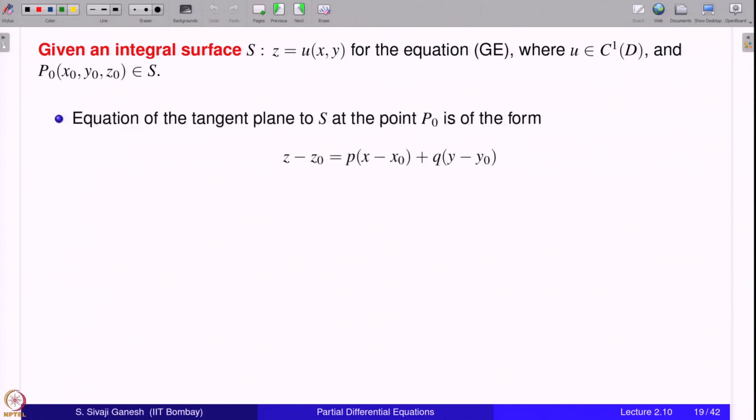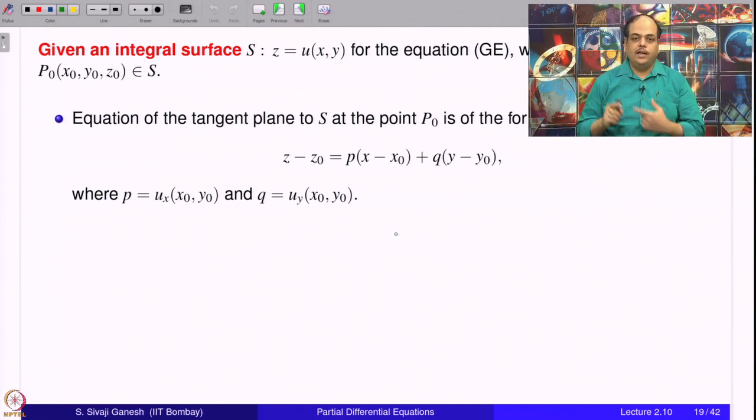So, the equation of the tangent plane to S at the point P naught is of this form. It is an equation of a plane passing through the point x0, y0, z0 having normal (p, q, minus 1). What are p and q? p is u_x at (x naught, y naught), q is u_y at the point (x naught, y naught). Okay, (p, q, minus 1), that is (u_x, u_y, minus 1), is a normal to the surface, and then it will be normal to the tangent plane. And the tangent plane passes through the point x naught, y naught, z naught. So, this is an equation.